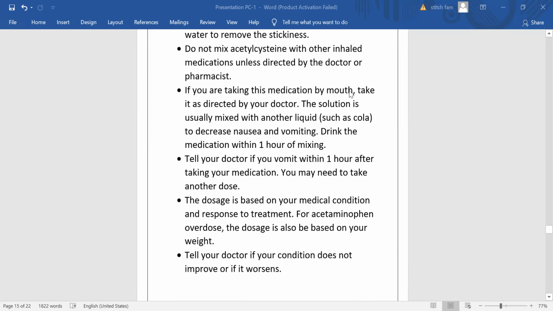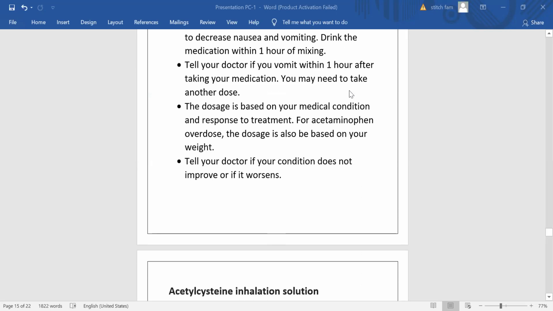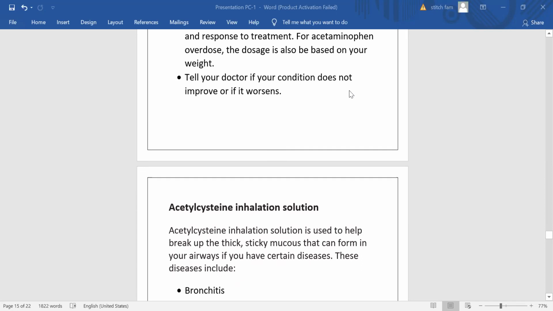If you are taking this medication by mouth, take it as directed by your doctor. The solution is usually mixed with another liquid such as cola to decrease nausea and vomiting. Tell your doctor if you vomit within 1 hour after taking your medication. You may need to take another dose. The dosage is based on your medical condition and response to treatment. For acetaminophen overdose, the dosage is also based on your weight. Tell your doctor if your condition does not improve or if it worsens.